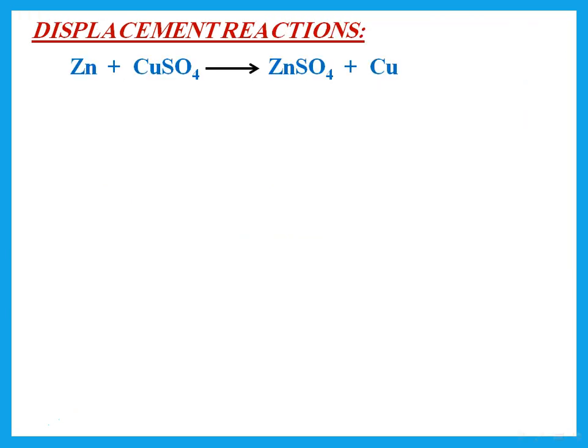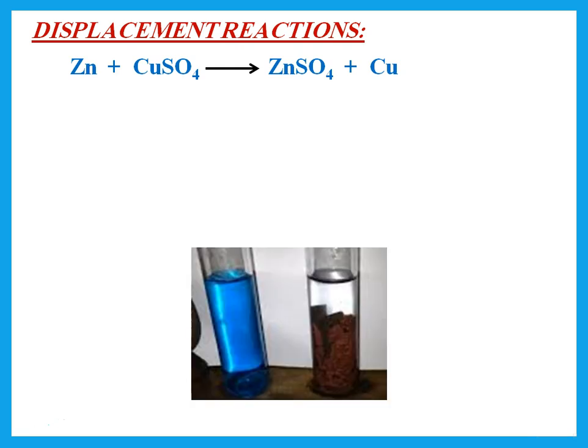Displacement reactions: the more reactive metal displaces the less reactive metal. So if I put zinc in copper sulfate solution, you have to know that copper sulfate solution is blue. But when it reacts, it forms zinc sulfate, and it reacts because the zinc is more reactive than copper. If I put a metal that is less reactive, then no reaction will happen.